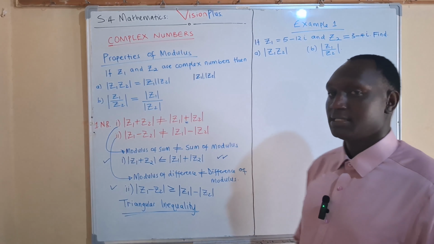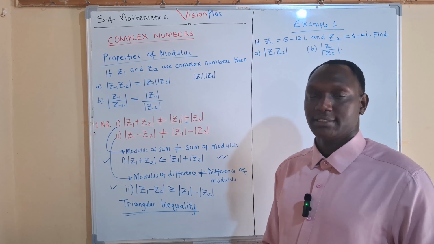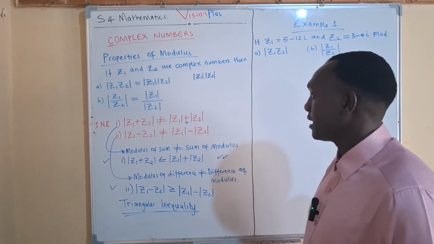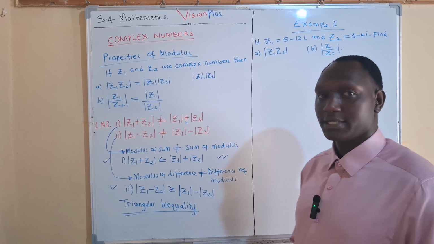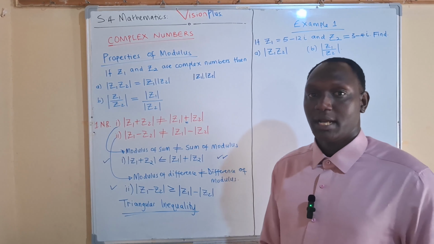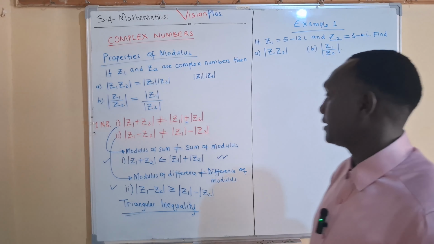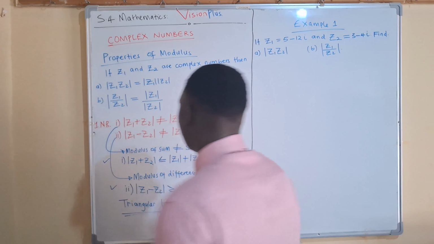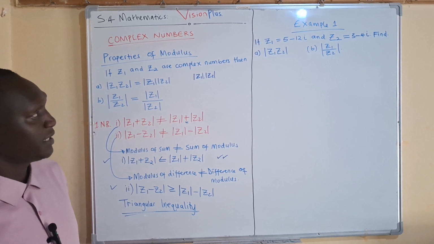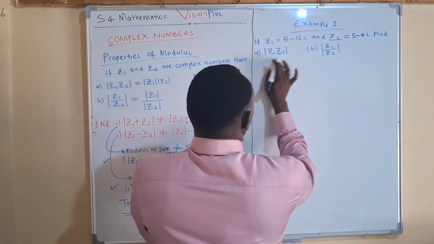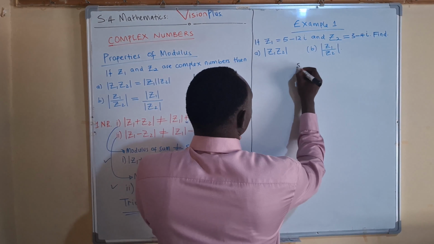We are looking at the properties of modulus, and we have looked at the properties themselves, but now we are looking at example 1 to see how we can actually apply the properties. Example 1 says that we are given two complex numbers z1 and z2, and part A says find the magnitude of z1 z2. This is the solution.